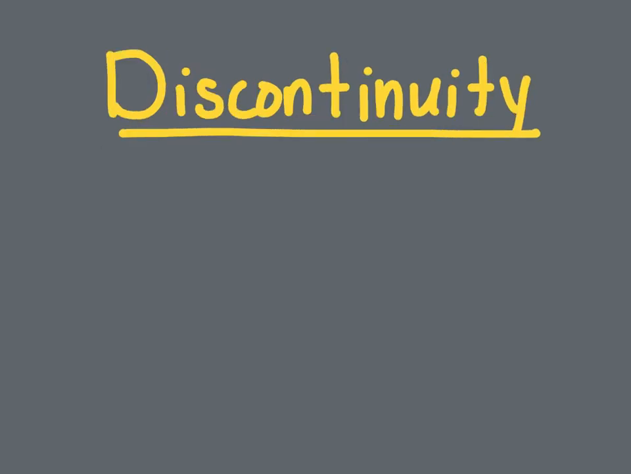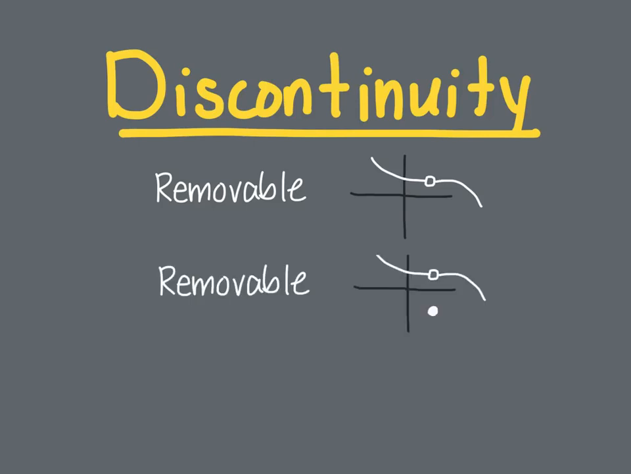There are technically 4 types of discontinuity. We have removable discontinuity where the point itself doesn't actually exist, but everything else does. We have a second type of removable discontinuity where that point that was removed is somewhere else that does not follow the trend of the graph.